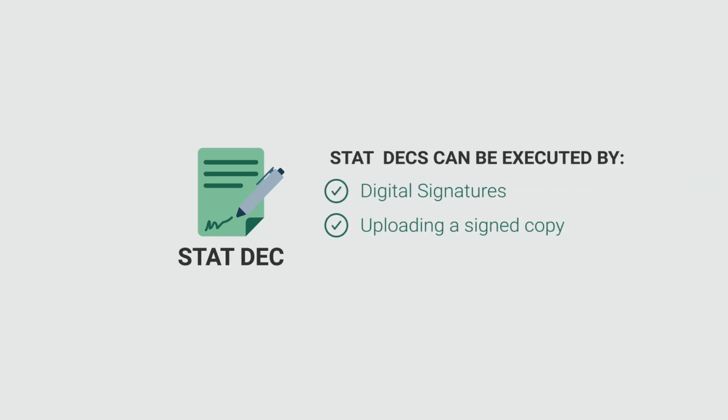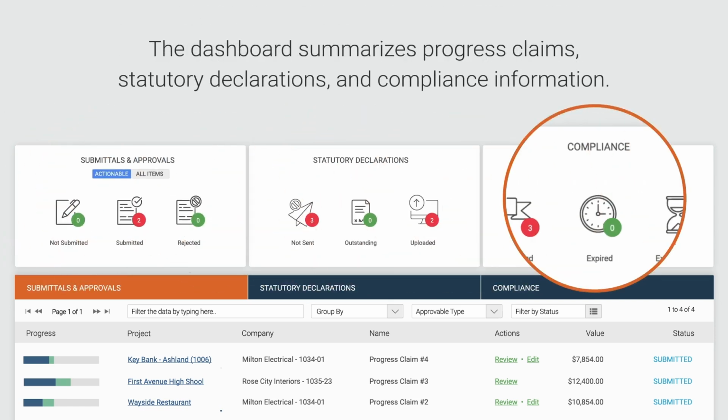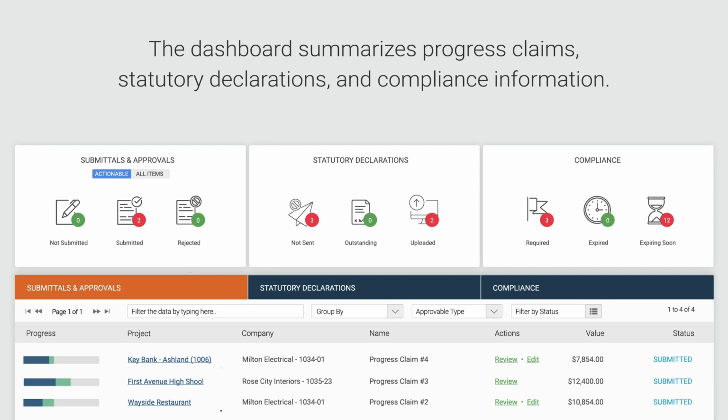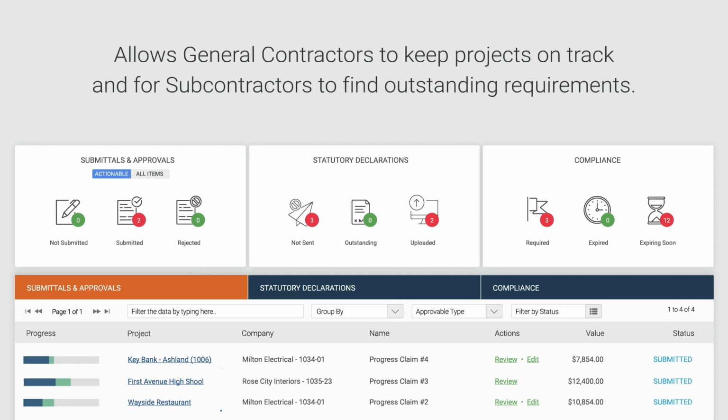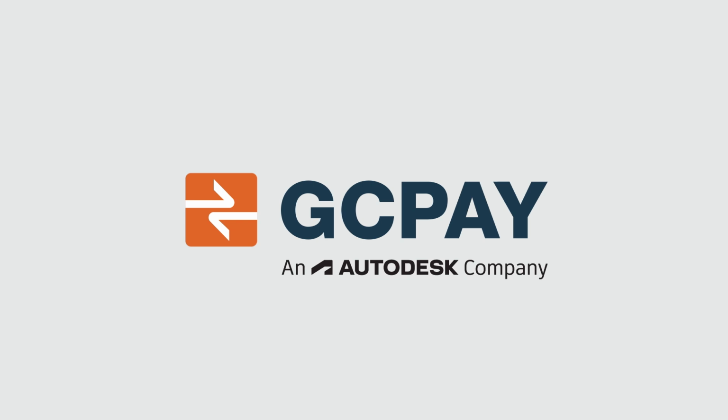Progress claims, statutory declarations, and compliance information are summarized for both general contractors and subcontractors in the dashboard, delivering a powerful view across an entire organization. The dashboard makes it easy for GCs to keep their projects on track and for subs to find any outstanding requirements. GCPay also boasts a collection of useful reports that can help GCs with anything from owner billing to minority tracking. GCPay users report easier, faster, and more secure progress claim processing with GCPay.